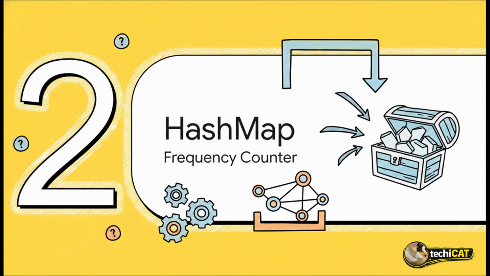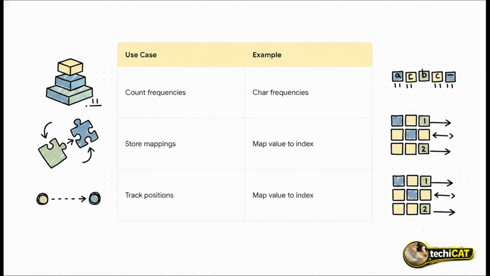Section 2. HashMap, the frequency counter. Let's shift our focus entirely over to the HashMap for a second to explore its specific superpower. Take a look at this breakdown. Whenever you need to track relationships, locations, or counts, a HashMap is exactly the tool you want to reach for. Just looking at the use cases on the left side here, you use a hash map when you need to count frequencies, store mappings, or track index positions. So practically speaking, as you can see in the examples on the right, this is absolutely perfect for counting character frequencies in a string, or maybe mapping a specific value right to its exact index position in an array. Basically, you have the item, and you have the specific data associated with it.